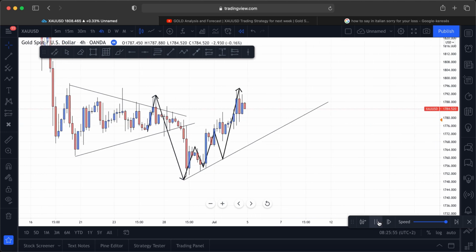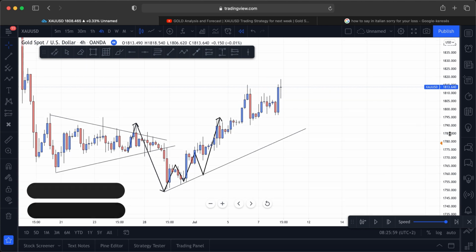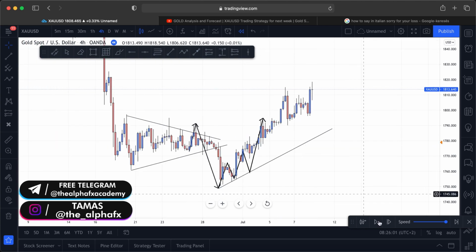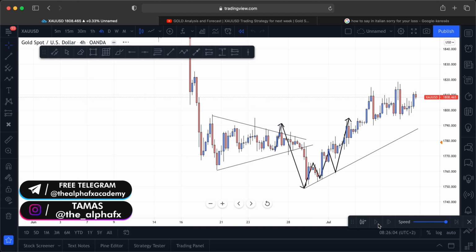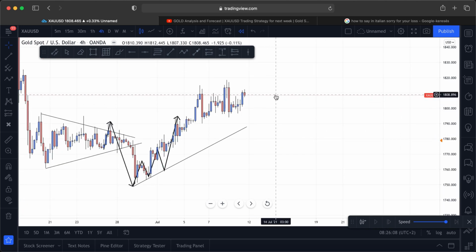And if you fast forward a little bit more, you can see that the price since then didn't stop, and actually it was something that I wasn't expecting, because the price was really bullish. So a little bit more on. Okay, so this is what we have currently now. The price is sitting at 1808, so just above the 1800 area.